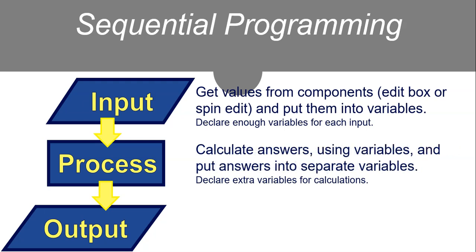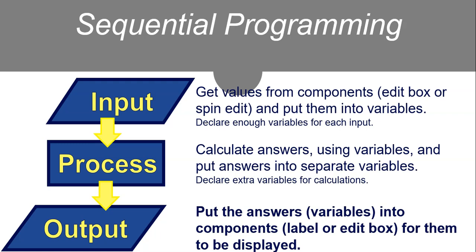Now, that process is great and all, but the person using the computer can't see variables. They can't see into the computer, the CPU, and see what are the values in the processor. They can't see it. So we need to take those variables that contain the answers and put them into things that the user can see. In other words, components that are visually visible on the screen, like a label or an edit box. So we're going to change the properties of those components that are displayed to the user so that they can see the results of those answers. And that would be our output step.